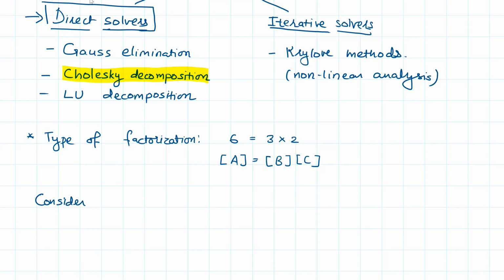Okay, so for Cholesky decomposition, consider the following factorization. Let's take our stiffness matrix K and factorize it into a matrix U transpose times the matrix U. Here U is our upper triangular matrix.